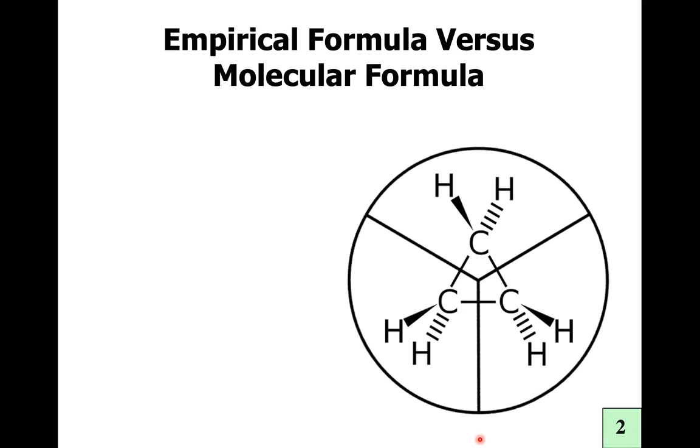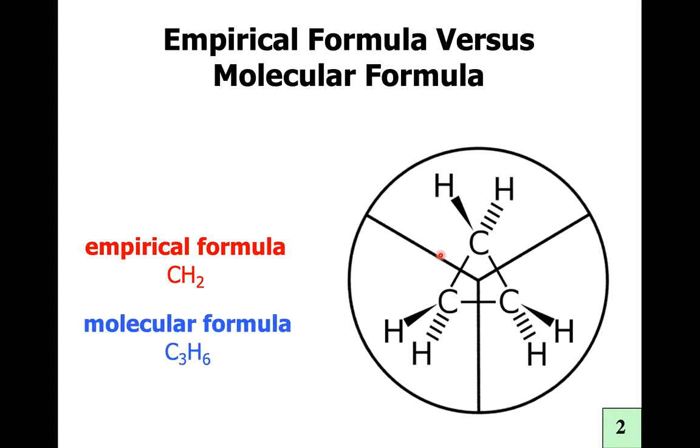So here's one way to visualize an empirical formula versus a molecular formula. For this molecule that we have here, you don't need to know the name, but the name of this is cyclopropane. This was used as a dental anesthetic for years. It has the molecular formula C3H6. There's 3 carbons, there's 6 hydrogens, but the empirical formula is CH2. So 3 to 6 versus 1 to 2, so the empirical formula is CH2 in this case.